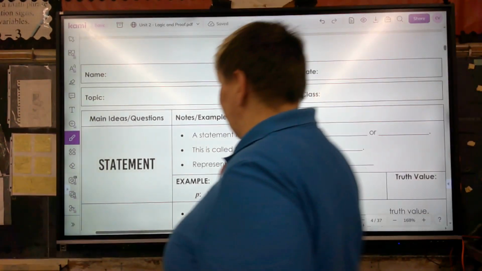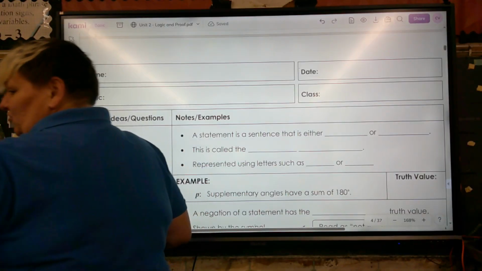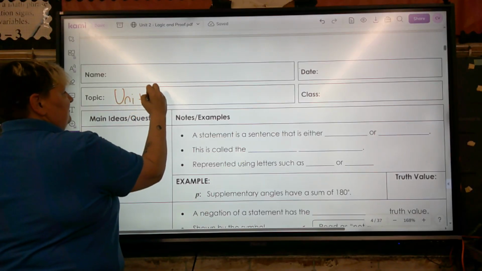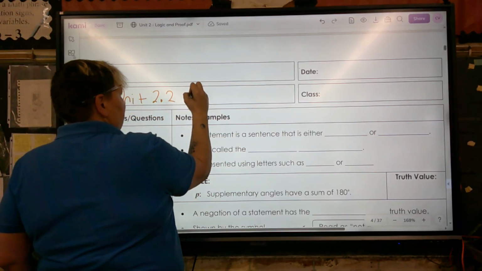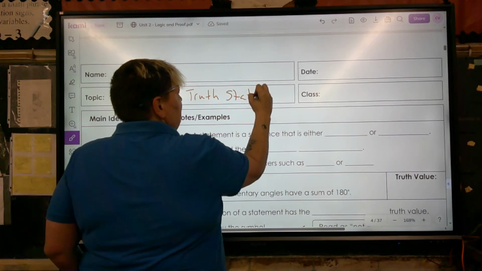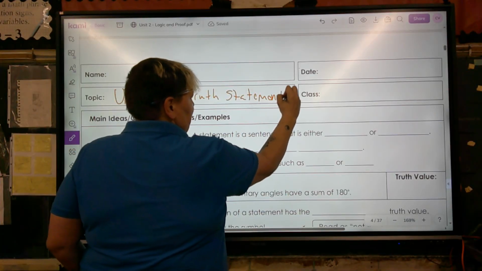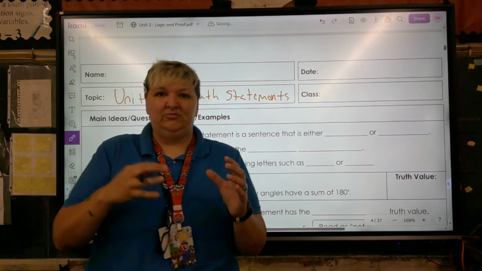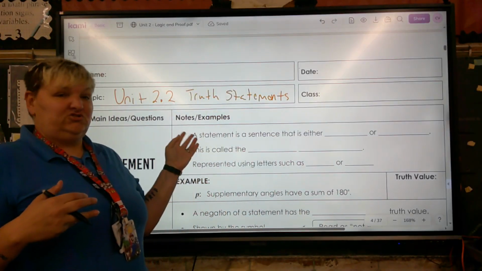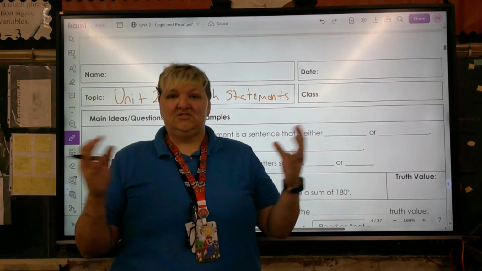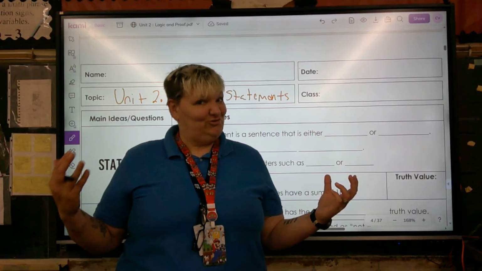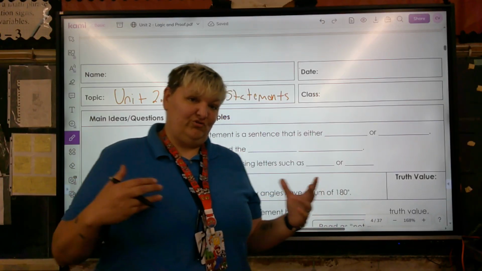Alright, Unit 2.2, truth statements, also known as compound statements. A compound statement is two sentences combined with and or because. A truth statement is the same thing: two statements combined with and or, and then you determine whether or not the statement is telling you the truth or if it's false, true or false.